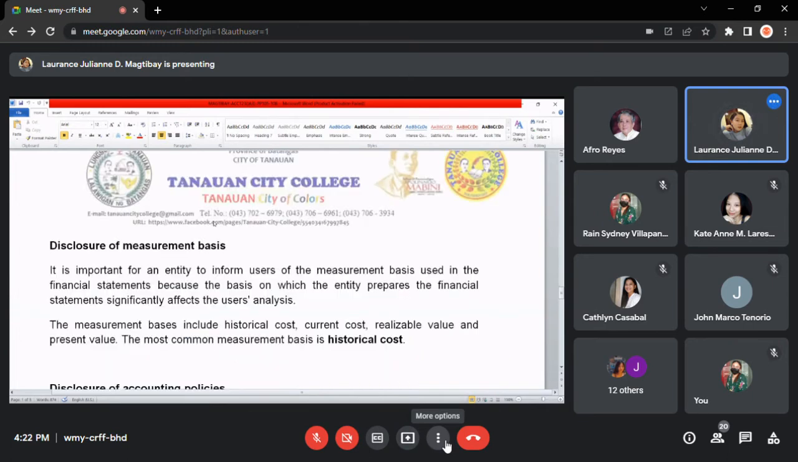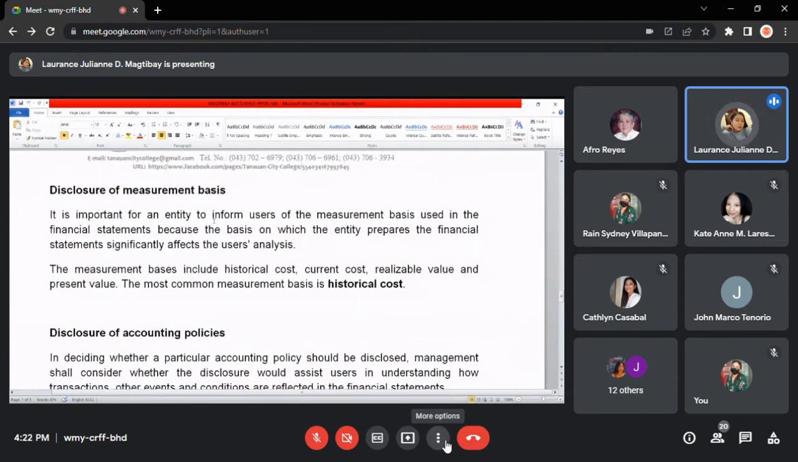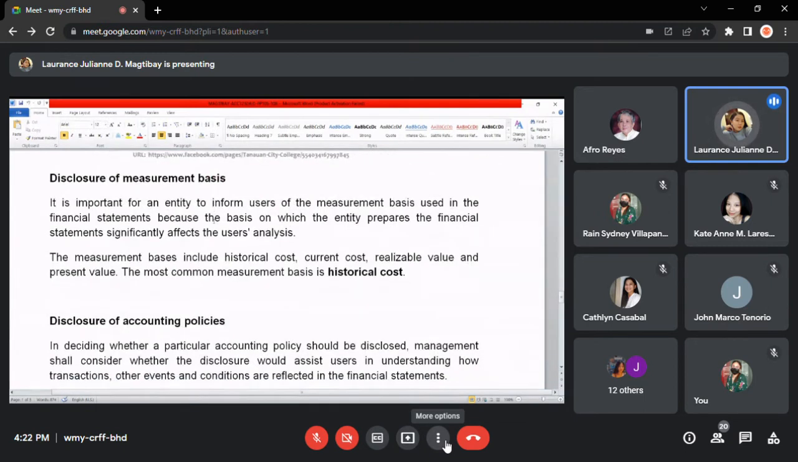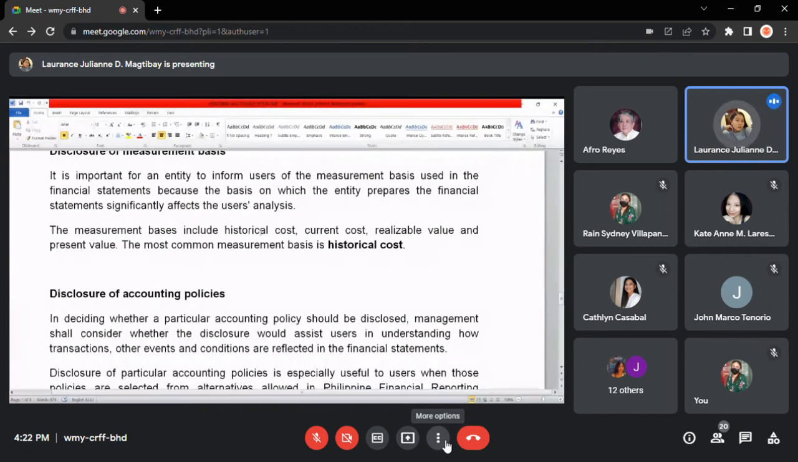Next, disclosure of the basis on which the users are informed, because it has a large effect on the measurement basis used in the statements. The measurement basis include historical value and present value. The most common measurement is historical cost.